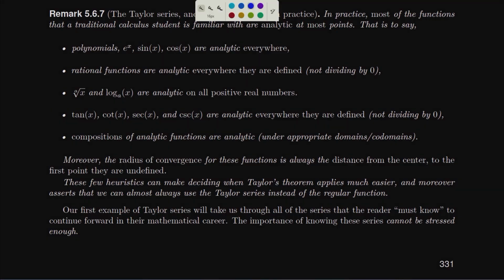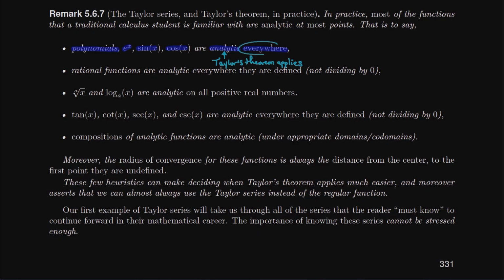So, for example, we've got polynomials, the exponential, the sine, and the cosine. These are called analytic. And they're called analytic everywhere. What does analytic mean? Analytic just means Taylor's theorem applies. So if you hear people talking about analytic functions, what they mean is Taylor series representable functions.